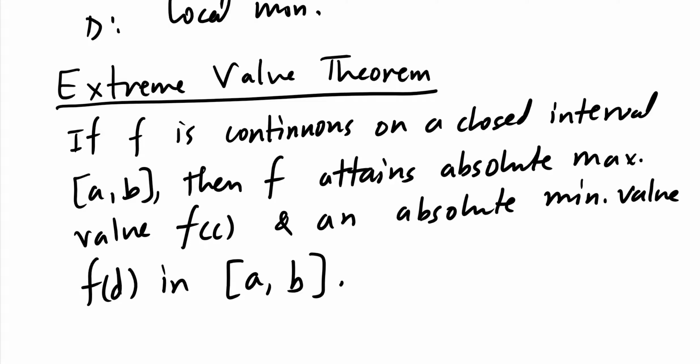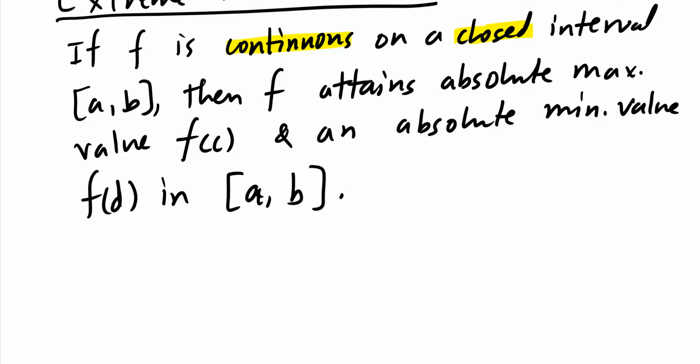So it can be at the endpoint. That's what the closed interval means. So two conditions should be met: continuity, and it has to be a closed interval. If that happens, then that forces the function to really attain an absolute max and one absolute min. So this means the graph must reach a highest point somewhere from A to B and a lowest point somewhere from A to B. So there must be one absolute max and one absolute min.